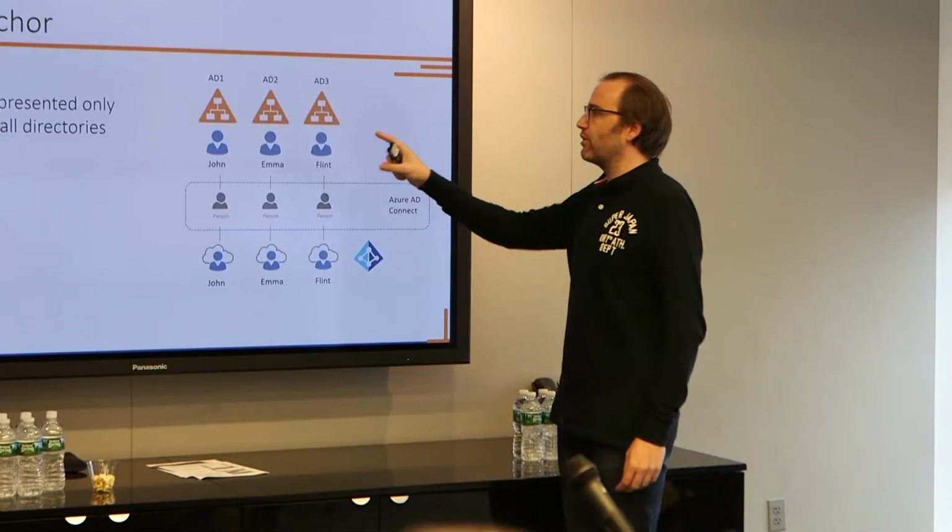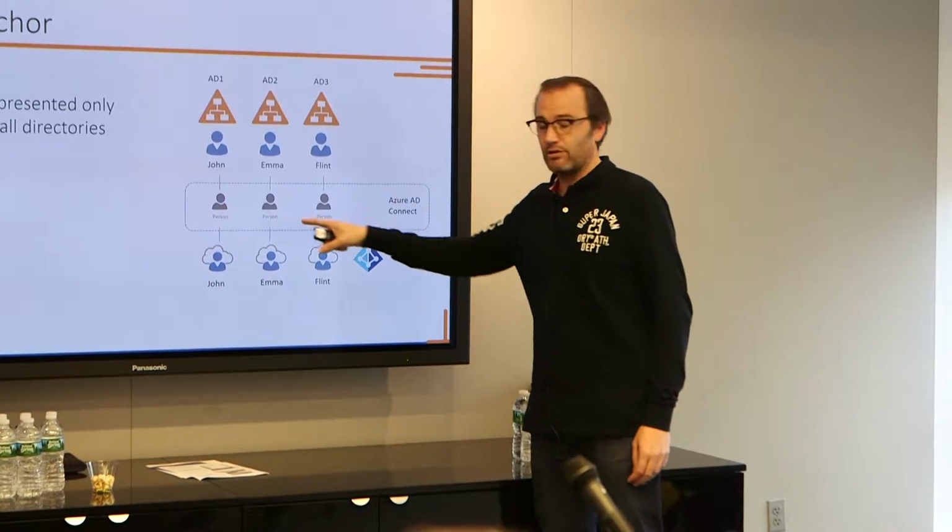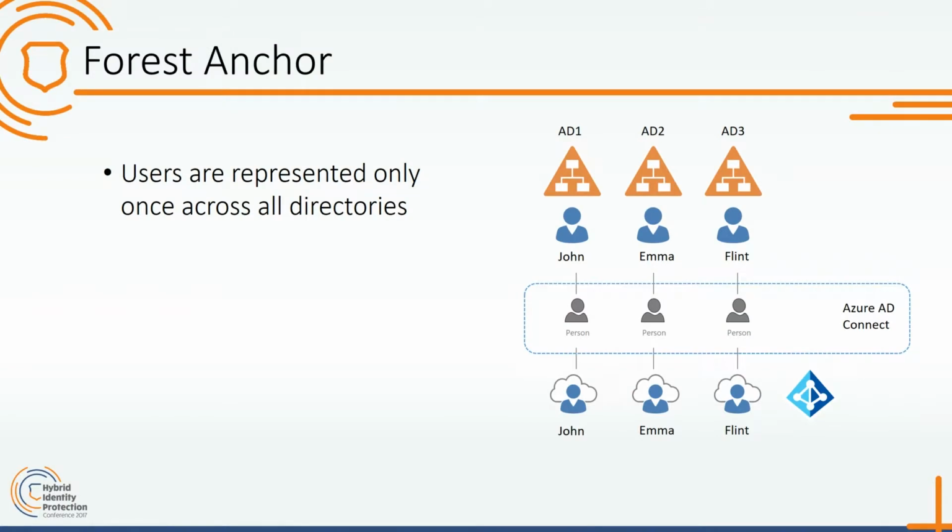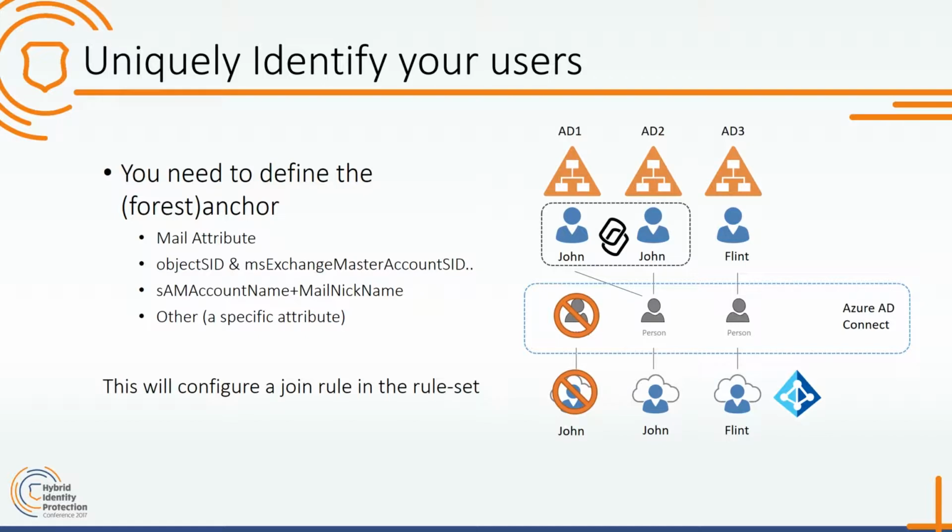So this is what I was trying to explain. In an ideal scenario, if you have 3 Active Directories and you have a single Azure AD Connect, you basically want each user to be uniquely identified in each Active Directory and then synchronized as a single user into Azure Active Directory. This is the ideal world. That usually doesn't happen. It usually looks more like this.